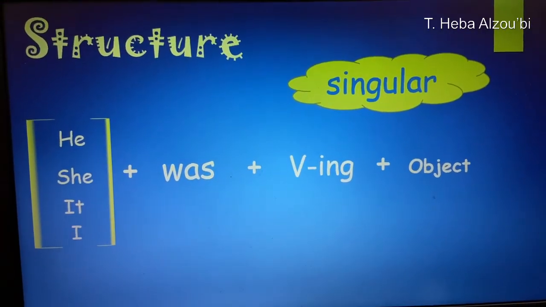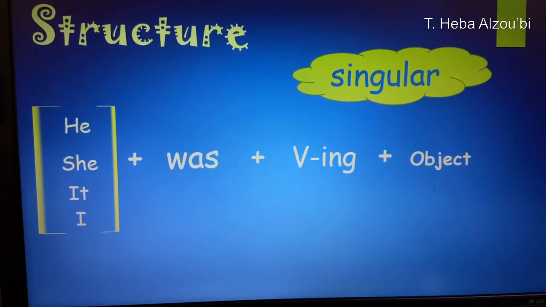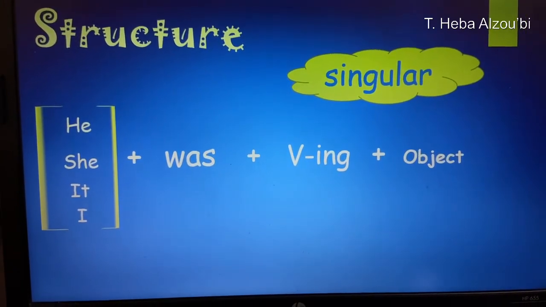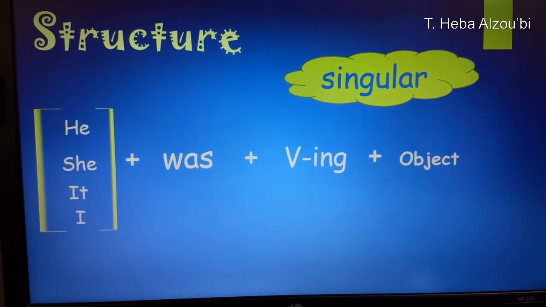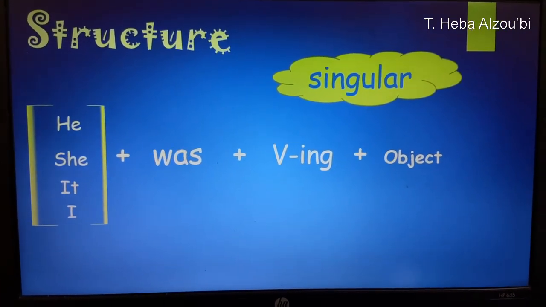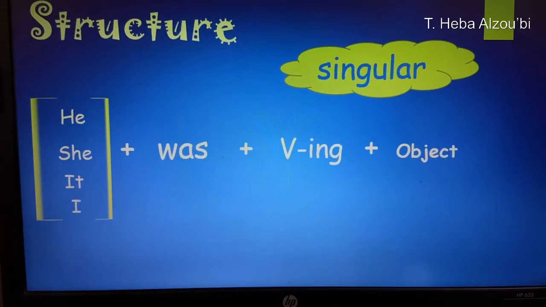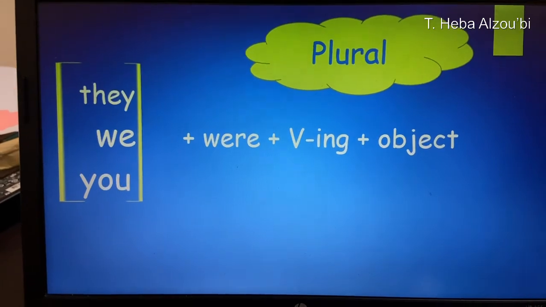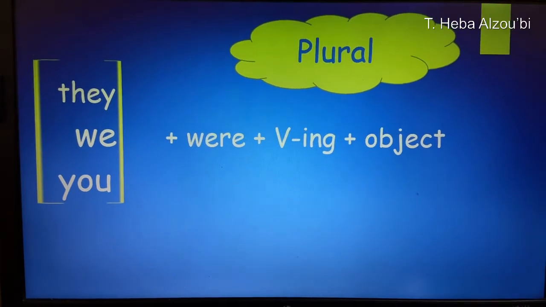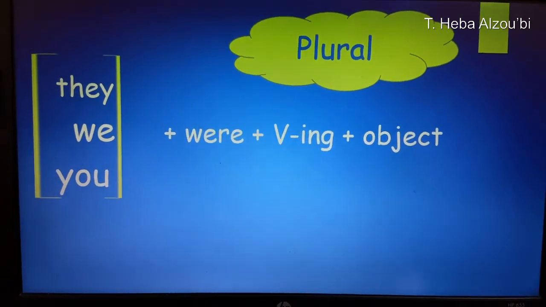So let's revise the structure one more time. For the singular subject, he, she, it, or I, we use was and the verb ing plus the object. He, she, it, and I plus was plus the verb ing plus the object. The plural subject, they, we, you: we use were plus the verb ing plus the object.